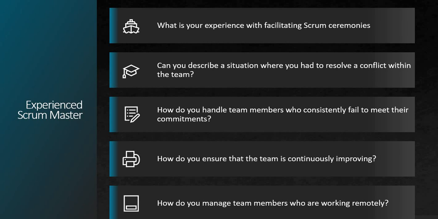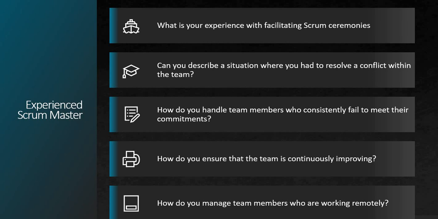How do you handle team members who consistently fail to meet their commitments? I would first schedule a one-on-one meeting with the team member to understand the reason behind the failure. After that, I would coach the team member to identify the root cause and provide guidance on how to resolve it. If the problem persists, I would work with the team member and the product owner to reprioritize the work or adjust the sprint goals. If the situation doesn't improve, I would escalate the issue to the management team.